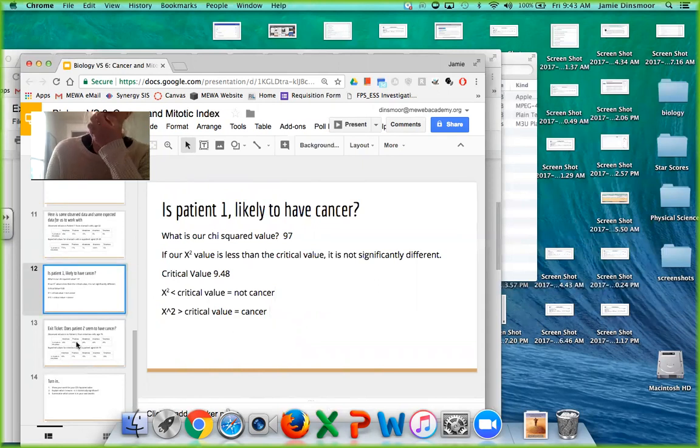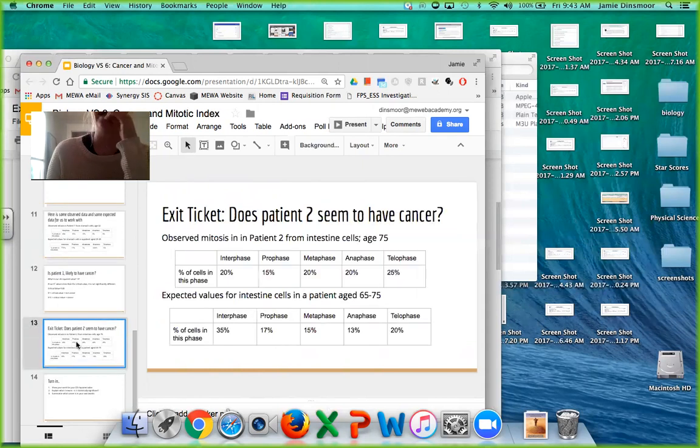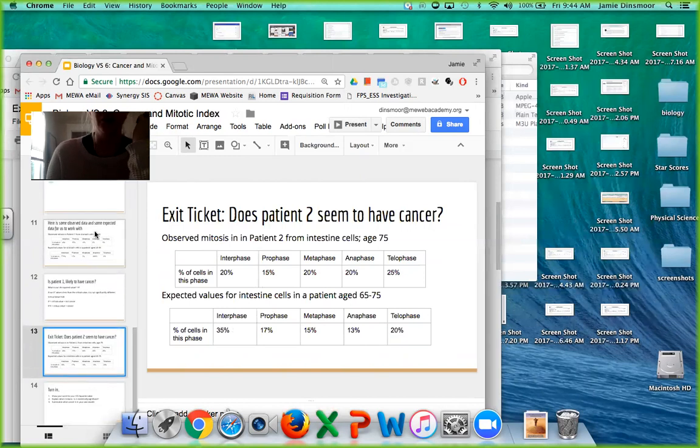So what I want you to do now is, for an exit ticket, do the same thing for a different patient. I have the observed and expected values here. You can do the same exact process. You can use the chart, or you could use the equation, whichever one makes sense to you.